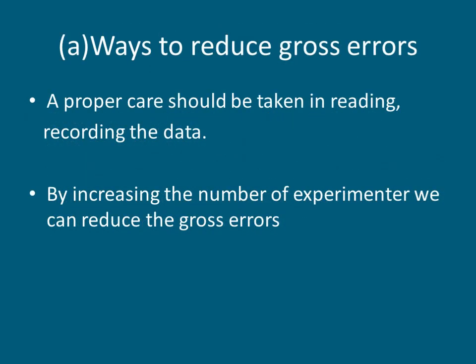Number 1. Ways to reduce gross error. Proper care should be taken in reading and recording the data. We must be very careful while taking readings during measurement. Point 2. By increasing the number of experimenters, we can reduce the gross error. If each experimenter takes different readings at different points, then by taking the average of those readings, we can reduce the gross errors.